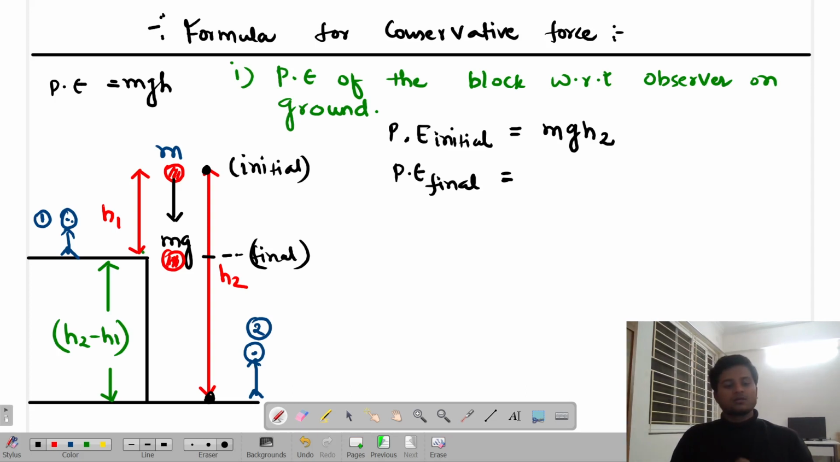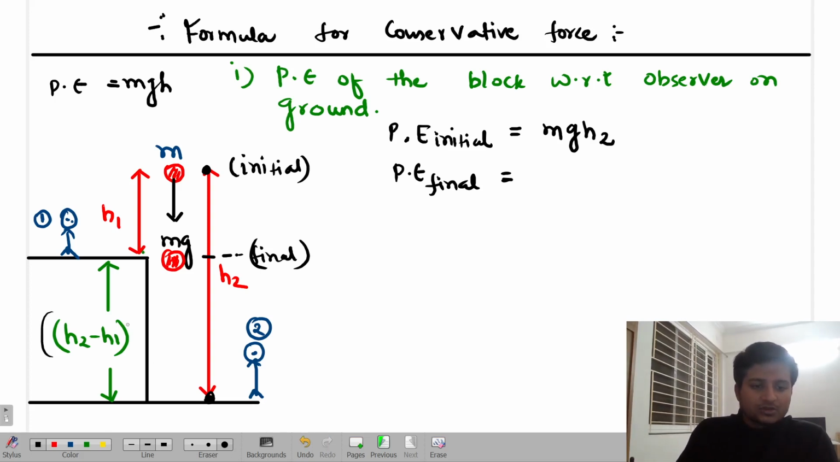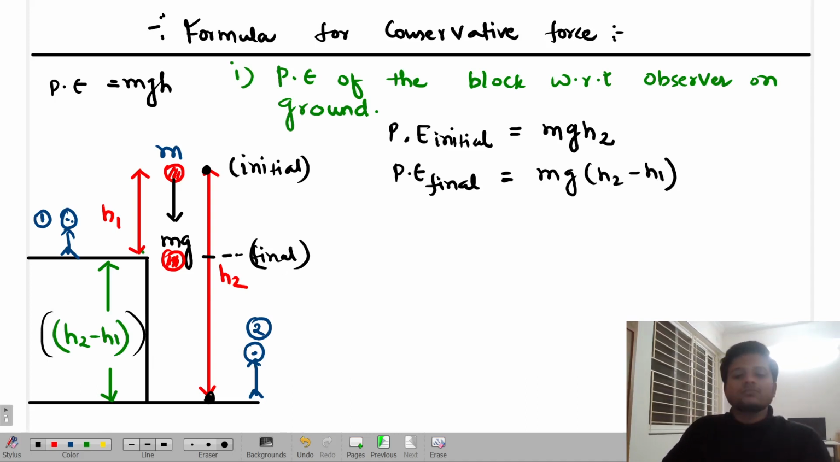Think once again, with respect to the ground, I am calculating. Then what is my final potential energy? Where my block is finally, the body is present at this height finally from the ground. Basically, that height is how much? H2 minus H1. So this is how much? mg(H2 minus H1). Are you able to get me or not?